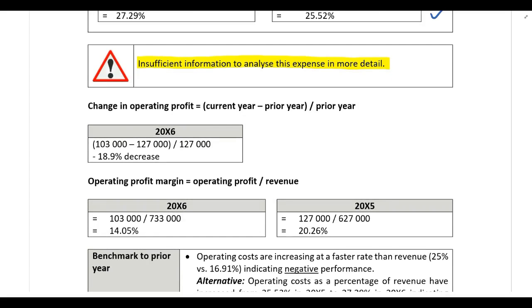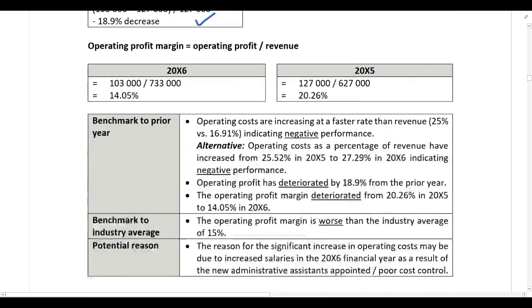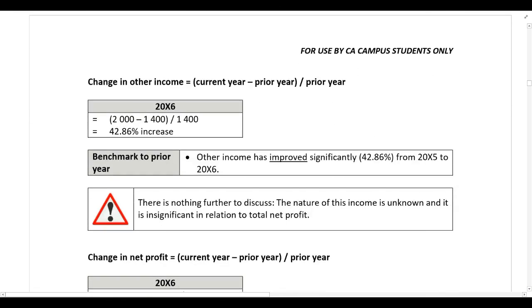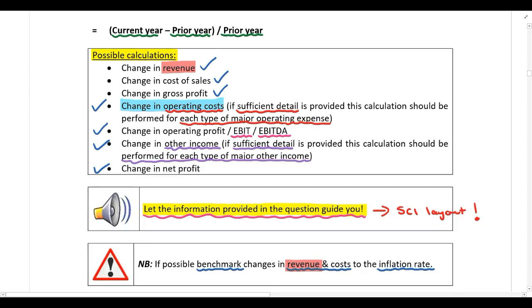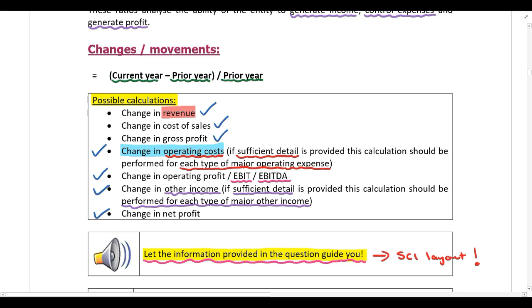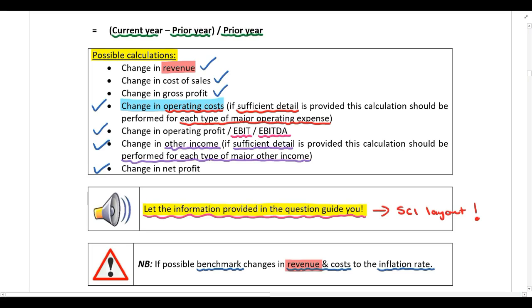We then calculate the change or the movement in operating profit, the change or the movement in other income, and the change or the movement in net profit. All right, so that deals with all of the changes or movements that can be calculated in this example, and make sure all the time you always let the information provided in the question guide you. Then you know which calculations should be performed.